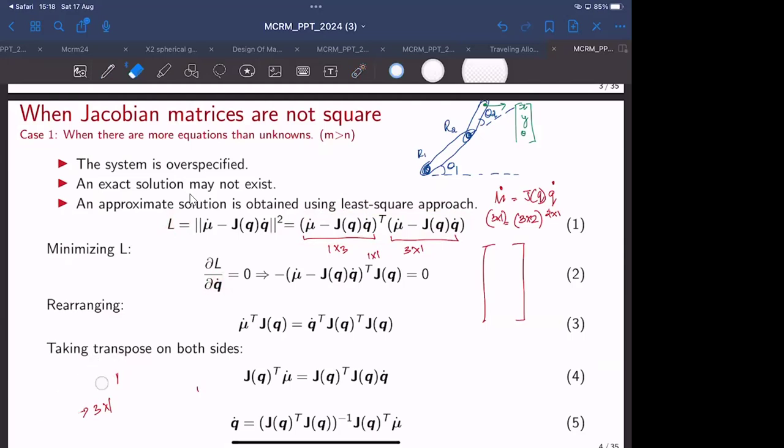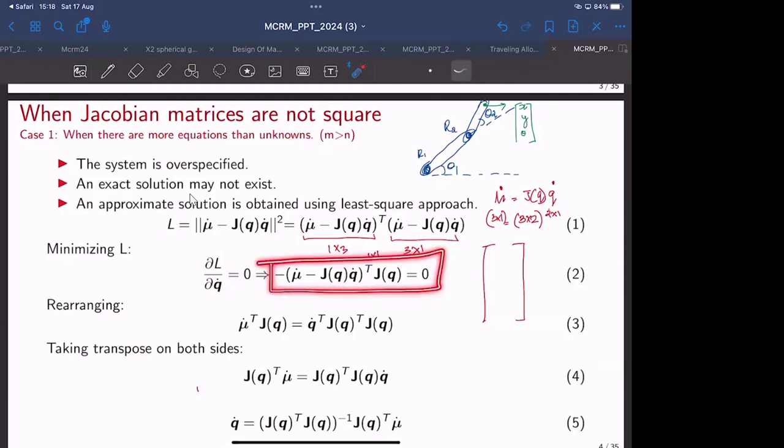So if you take the partial derivative of this objective function with respect to Q dot, and remember that this Q dot is a vector of joint coordinates, and equate it to 0, this is what we get. This is nothing but a square of some term. So the derivative would be something like this, right? Mu dot minus J of Q multiplied by Q dot, the whole transpose, multiplied by J of Q times Q dot.